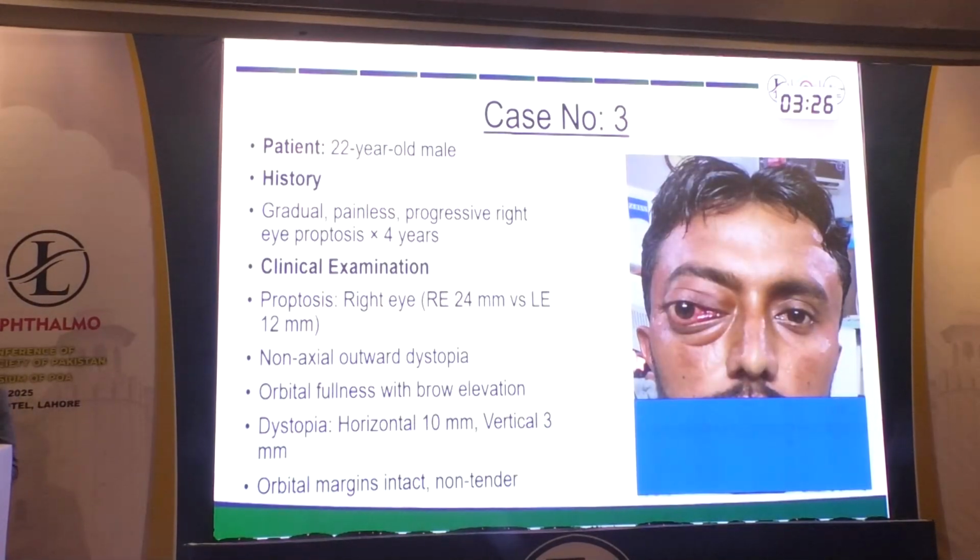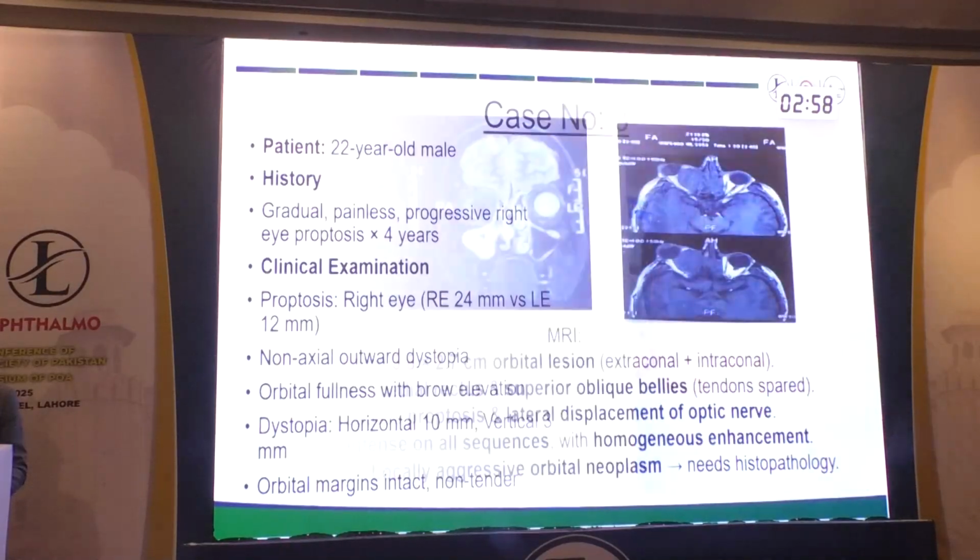So this was my third case, a 22-year-old male with a history of residual painless progressive proptosis for the last 4 years. On clinical examination, there was a right eye proptosis of 24 millimeter. There was a non-axial outward dystopia, orbital fullness with a brow elevation, dystopia of 10 millimeter horizontally and 3 millimeter vertically, and the orbital margin was intact. There was no tenderness.